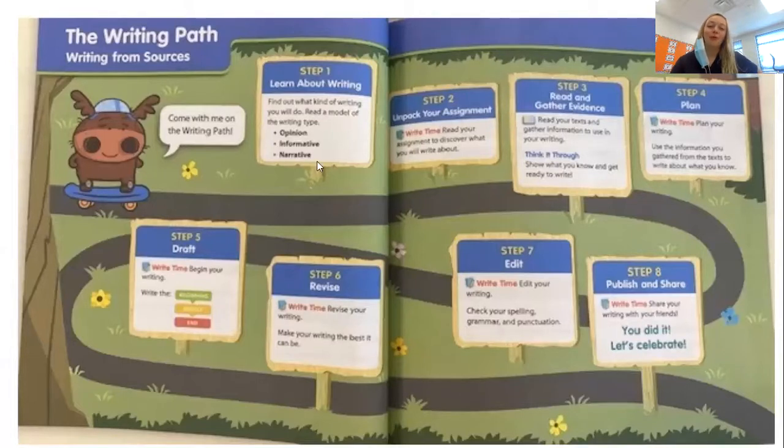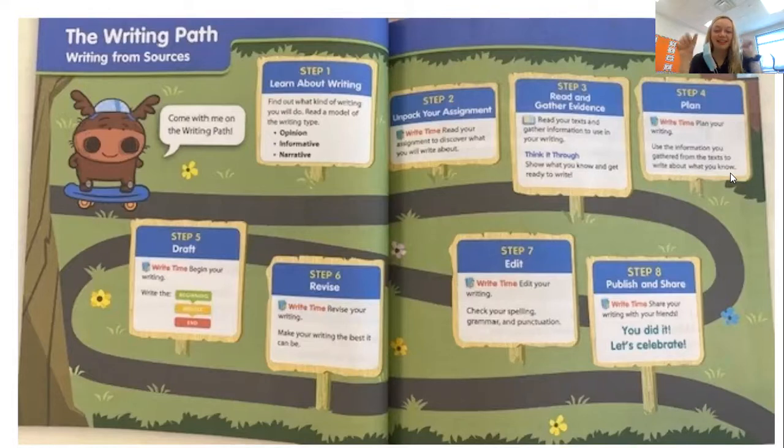First we learned about what a narrative was. Then we read our assignment and unpacked exactly what it wanted us to do. Then we read our 2 source texts about Helen Keller, the first one with lots of words and the second one with lots of pictures. And we thought it through. We picked out special details and we filled out our charts. And now today we are ready to jump into step 4, which is to plan. It says, write time, plan your writing. Use the information you gathered from the text to write about what you know.